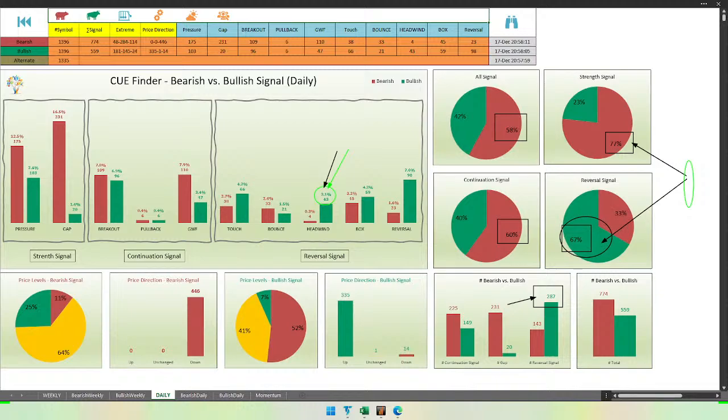So I will not mind looking at possible reversal trades in small cap, and the bullish headwind in daily interval percentage is also in support of that view.